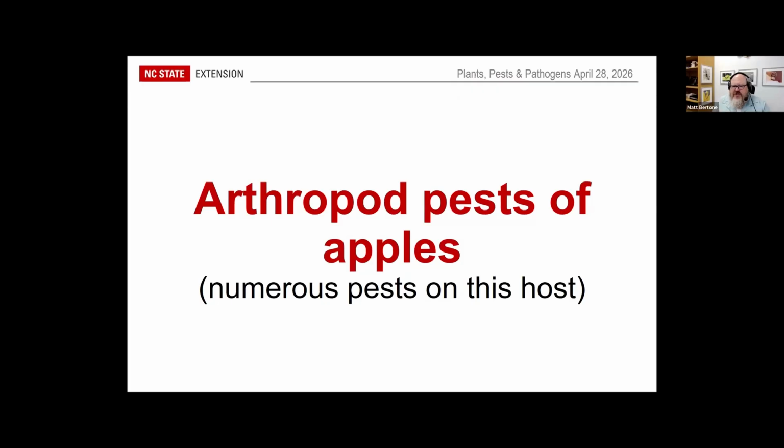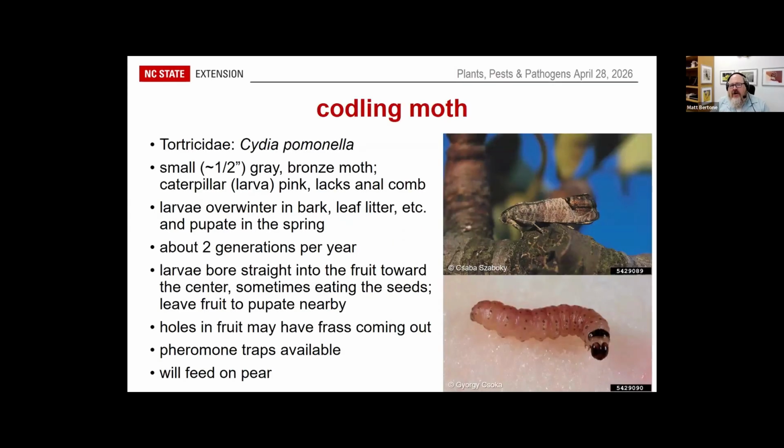Then we move on to apples. So apples have numerous pests that are fairly specific to this host, and I'm not going to mention every single one out there because we don't have a lot of time to do so, but I will mention some of the major ones. So the first is the codling moth, another tortricid moth, Cydia pomonella.